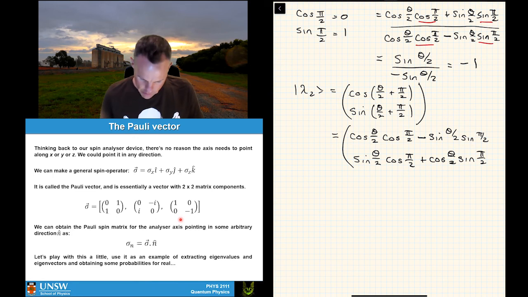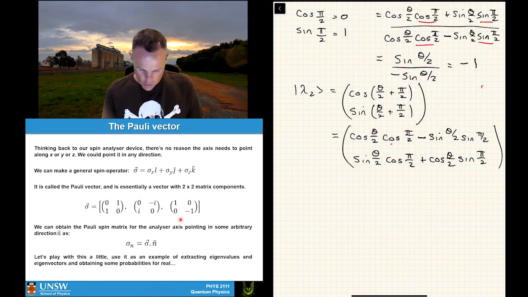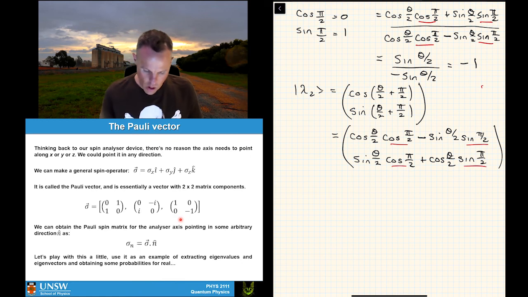Let me just clean this up because it's pretty sloppy in here. Give me a black pen. Cos theta on 2, like so. And by the same argument that we just had, this is 0, this is 0, this is 1, and this is 1. So what we would be left with here is our minus sine theta on 2 at the top. So that's that term, and we would be left with this one here too, which would be cos theta on 2. Okay.